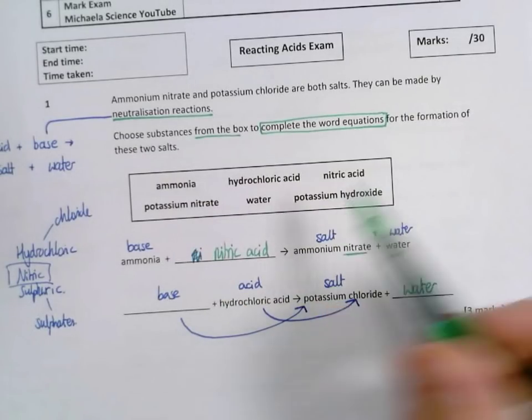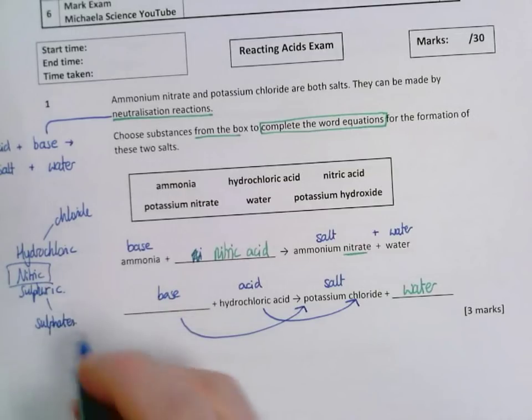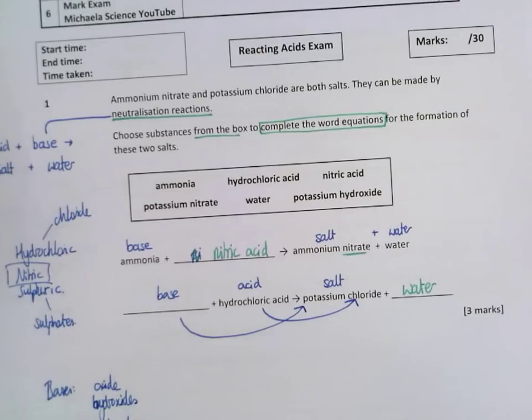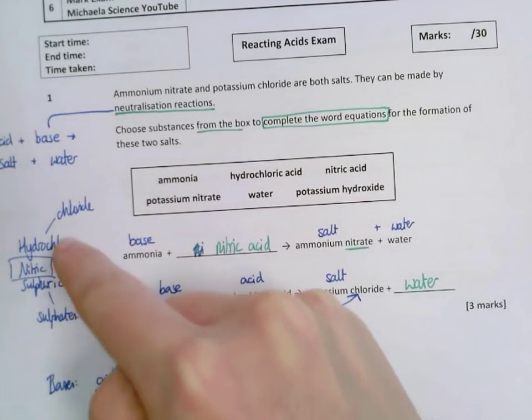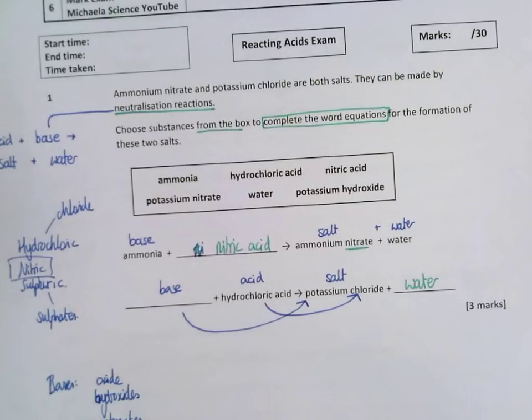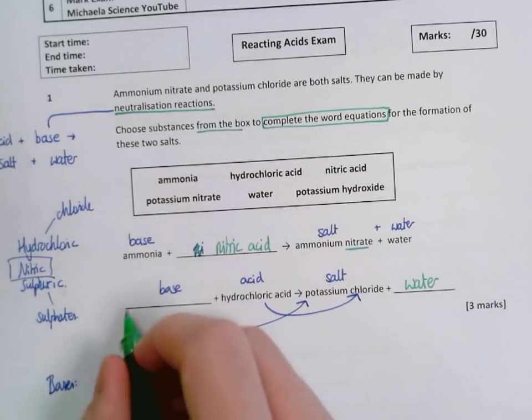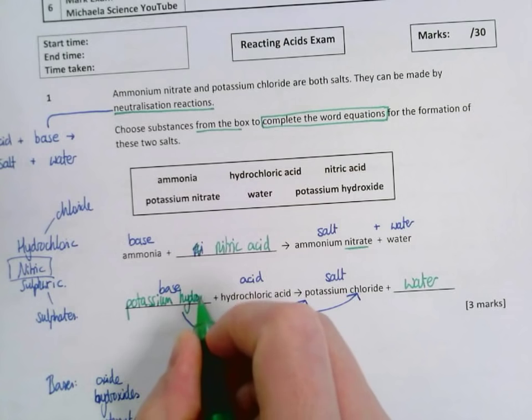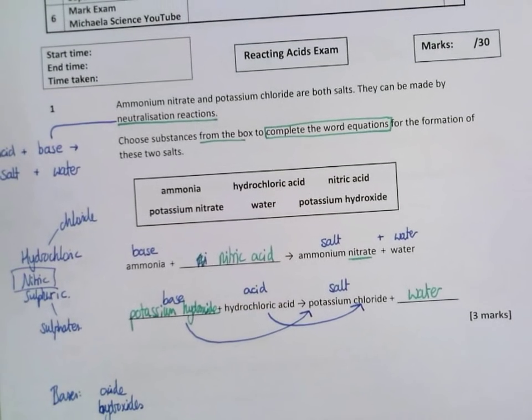How do we know that? Well, I'll tell you. Those are the common acids, and the common bases are oxides, so potassium oxide, hydroxides, potassium hydroxide, or carbonates. Potassium carbonate would be a base as well. So you should know your acids: hydrochloric, nitric, sulfuric. You should know the salts: nitrates, chlorides, sulfates, and you should know your bases, anything oxide, hydroxide or carbonate. So the answer here is going to be potassium hydroxide. Okay, that's question 1 done.